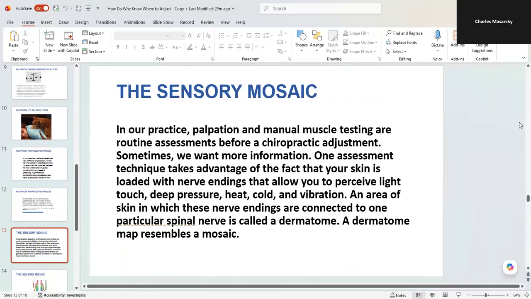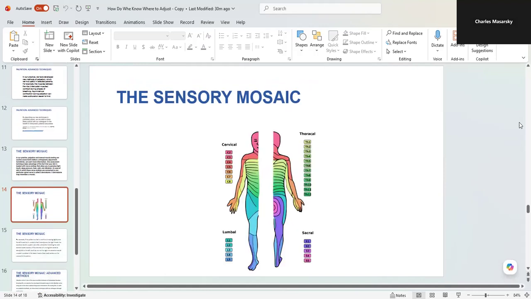In our practice, palpation and manual muscle testing, which we've just discussed, are routine assessments before a chiropractic adjustment. Sometimes we want more information. One assessment technique takes advantage of the fact that your skin is loaded with nerve endings that allow you to perceive light touch, deep pressure, heat, cold, and vibration. An area of skin in which these nerve endings are connected to one particular spinal nerve is called a dermatome. A dermatome map resembles a mosaic, as you see right here.